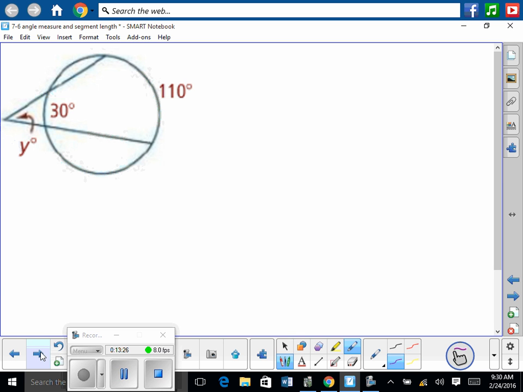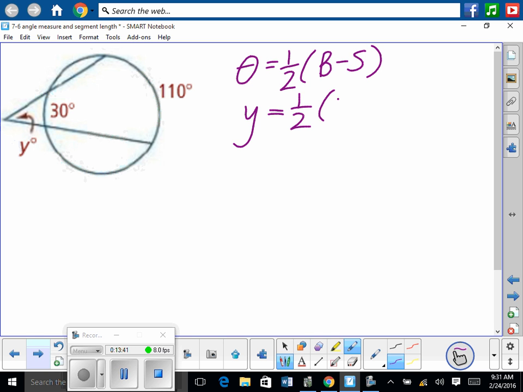So first of all, what kind of angle are we looking at? An angle formed on the outside, right? So this is theta is equal to 1/2 times the big arc minus the small arc. Let's put in what we know. Theta, y, is equal to 1/2 times the big arc, which is 110, minus the small arc, which is 30, right? So we'll type it in: 0.5 times (110 minus 30), 40. So our y is equal to 40 degrees.